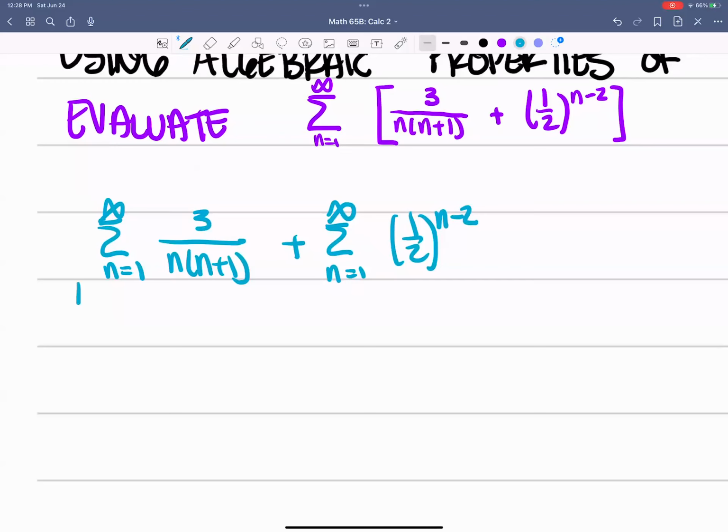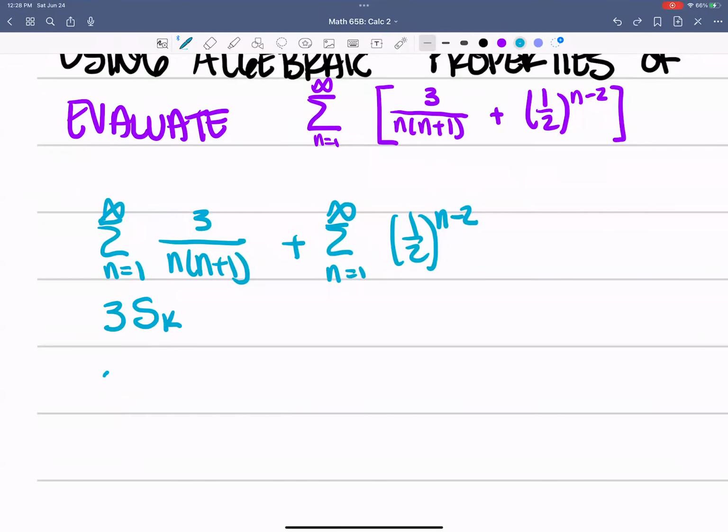So for this one, we'll say the limit as n approaches infinity of n plus 1. Actually, no. This was a sum. So this was 3 times S of k, where S of k, we did something a little bit different. Let's work with this one.